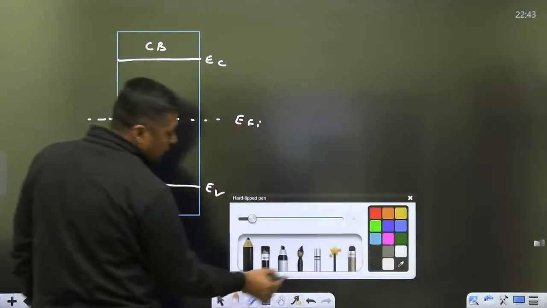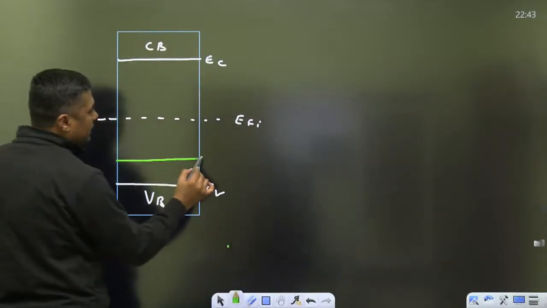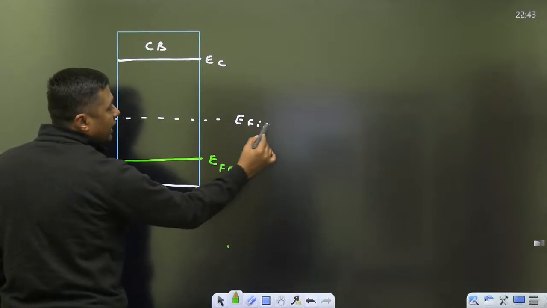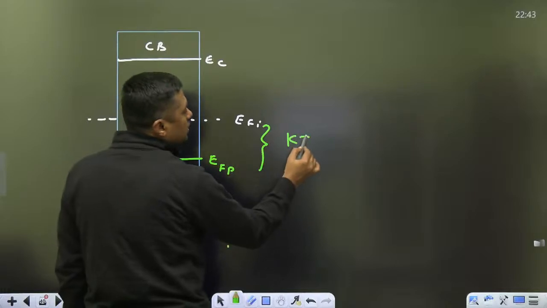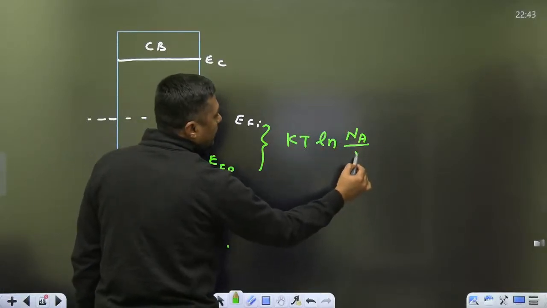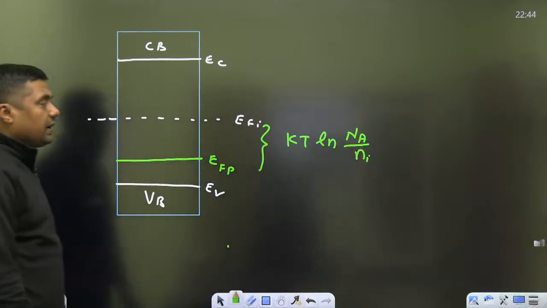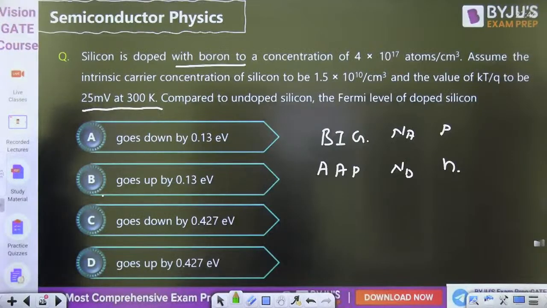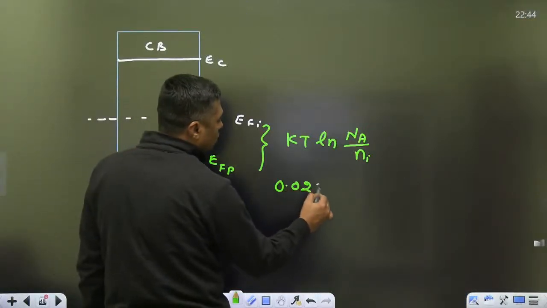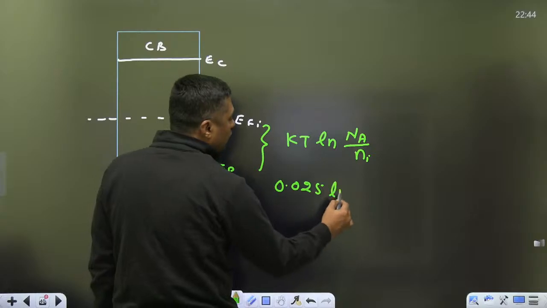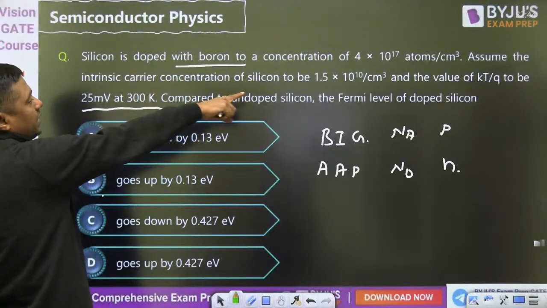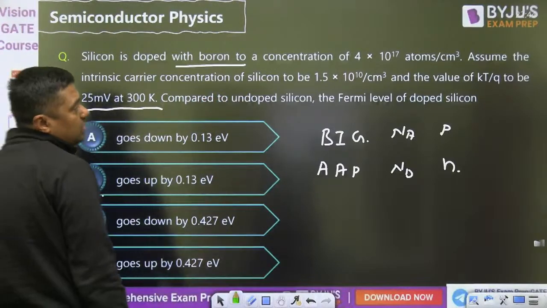Where is the actual Fermi level? Here, near to the valence band, EFP, and it goes down by what value? kT log of Na by Ni, that is the concentration of holes upon Ni. Finished. And kT you can directly use, that is 25, so 0.025 electron volt. Log of what is the Na? Na is given as 4 into 10 raised to power 17, that is the boron, and intrinsic carrier 1.5 into 10 raised to power 10. Finished.